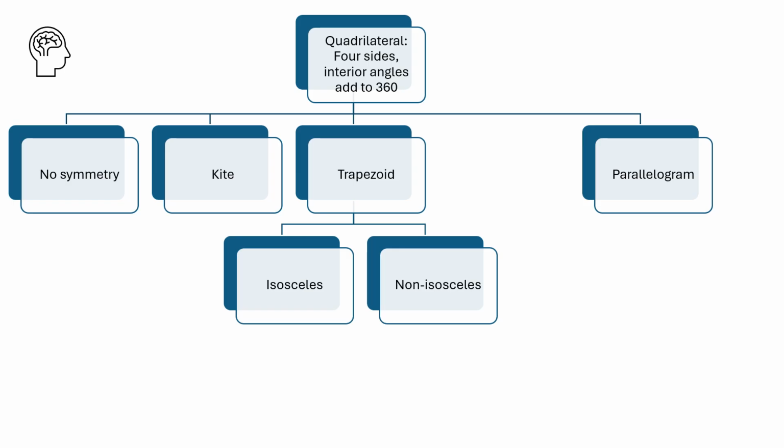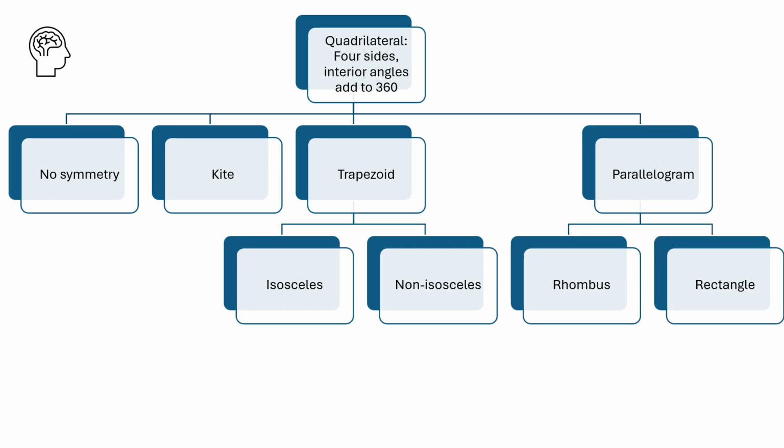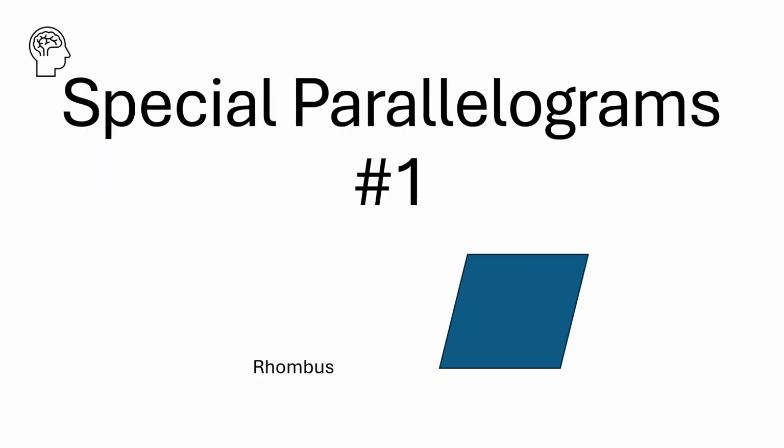And then we studied parallelograms. Parallelograms are special in themselves, but they also might be a rhombus, which we'll study today, or a rectangle, which we'll study tomorrow. Occasionally, parallelograms are both a rhombus and a rectangle, and those parallelograms are called squares. So the first special parallelogram is a rhombus. That's the one we're studying today.